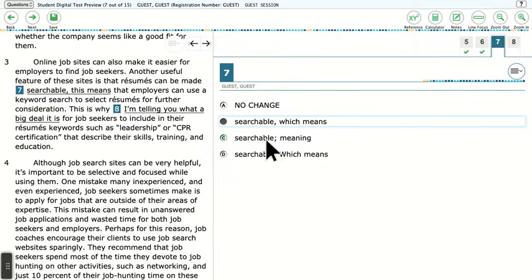If we put the semicolon, we would be creating a sentence fragment. And if we put the period, we would also be creating a sentence fragment. So B is the correct choice. If we had put a semicolon and then "this means," then that would have also been correct.